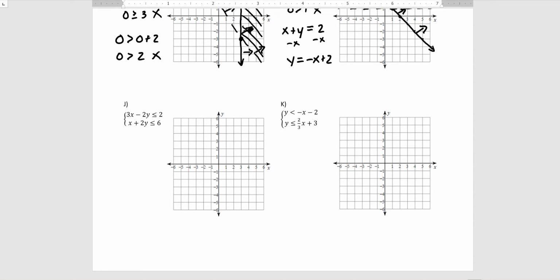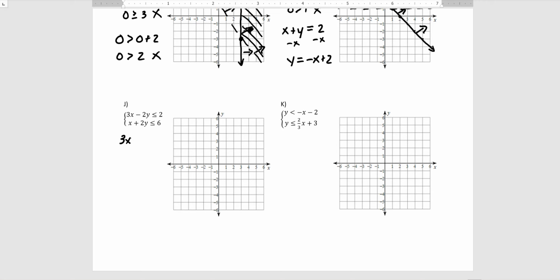Okay, let's see how we did on these last 2 examples for Objective 17, J and K. Here we go. Looking at 3x minus 2y is less than or equal to 2. X plus 2y is less than or equal to 6. Neither of these are in slope-intercept form. How helpful. Let's put them that way.